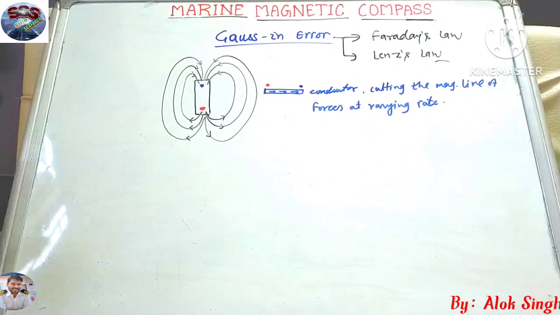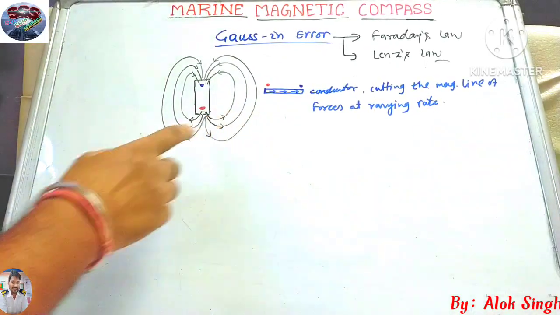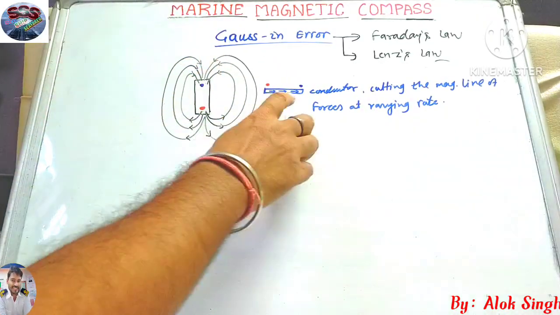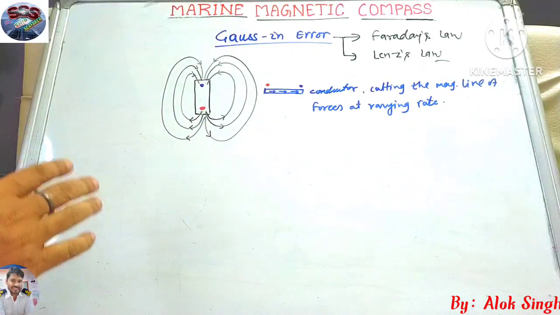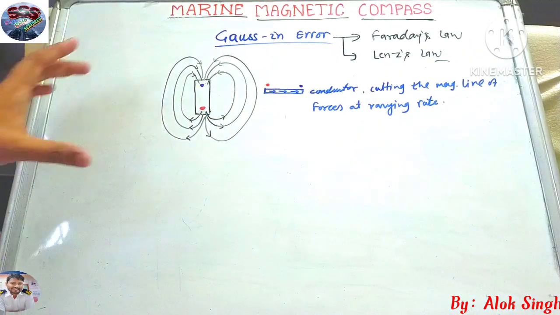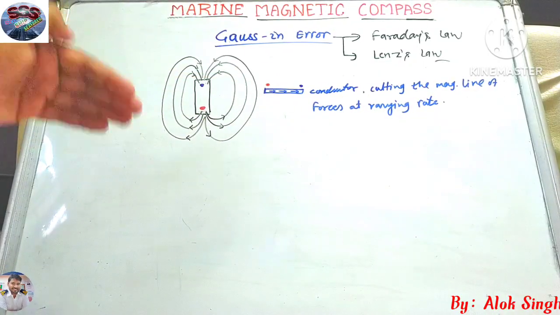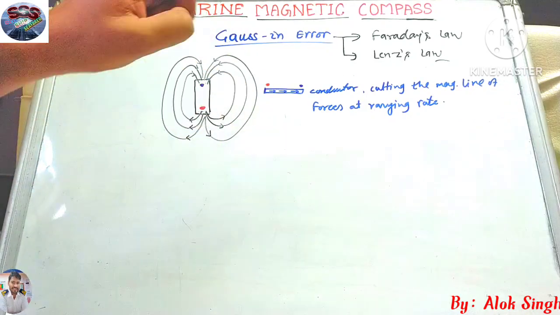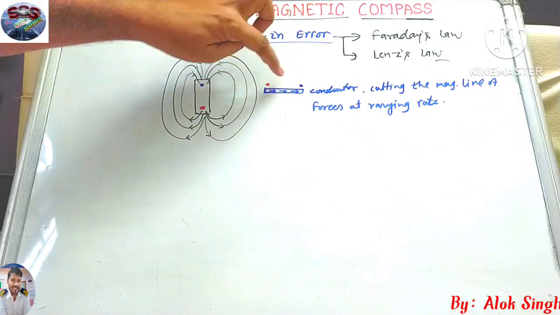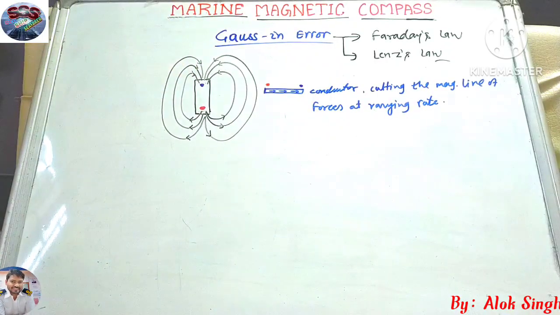Just write it. According to Faraday's law, whenever a conductor cuts the lines of force of an external magnetic field, at a varying rate, an electric current is induced in it. So that was Faraday's law. Now you can write, as per Lenz's law, the current so induced, as stated above, creates its own magnetic field, which acts in opposition to the motion which induced the electric current.